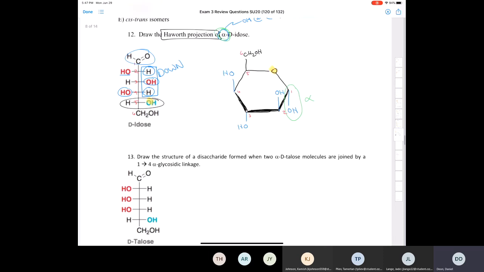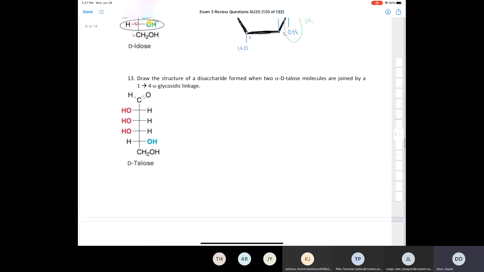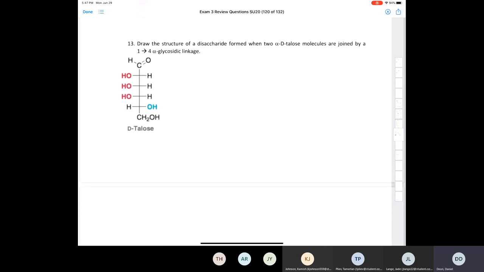The next one's kind of an interesting question. It says, draw the structure of the disaccharide formed when two D-talose molecules are joined by an alpha 1,4 glycosidic linkage. Let me show you how to do this. The first thing that we'll do is start by drawing the Haworth projection of alpha D-talose.